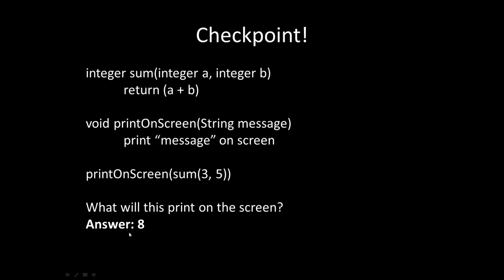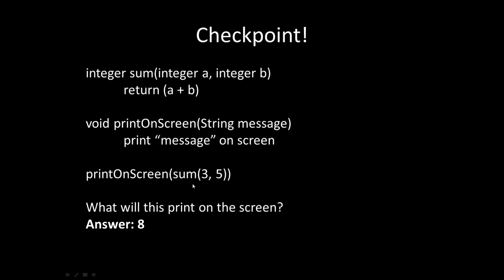The answer is 8. So now let's see why that is. Here we call the print on screen function. It requires a string message. So instead of giving it a string, we're calling the sum function, giving it a 3 and a 5. It's going to return to me an 8. So now there's an 8 here, because remember, we can substitute. We call sum, give it a 3 and a 5, it returns 3 plus 5, that's 8.